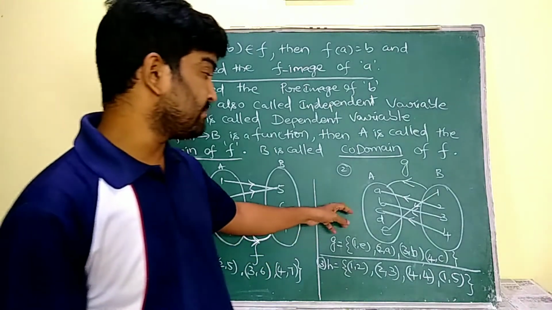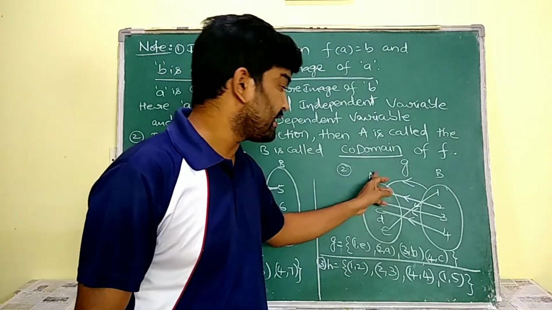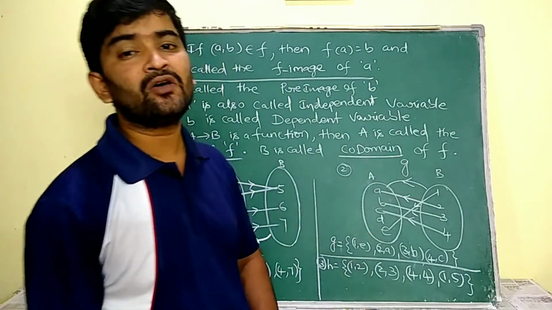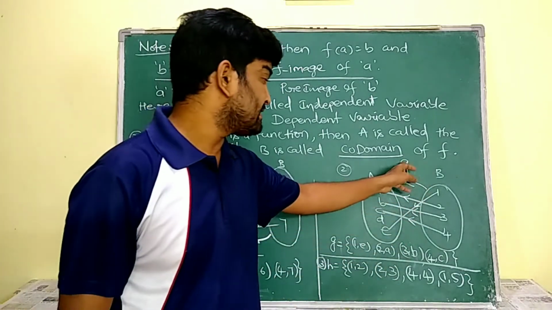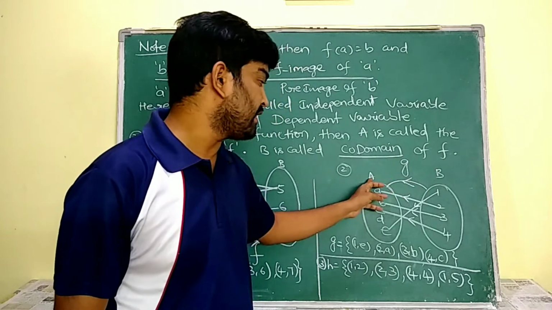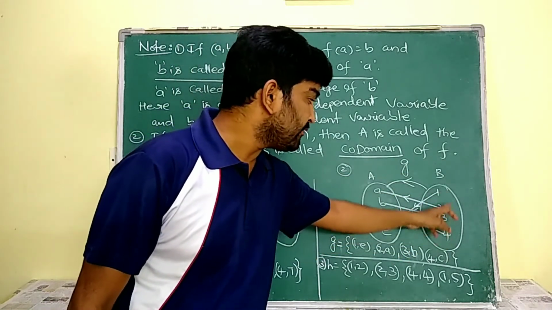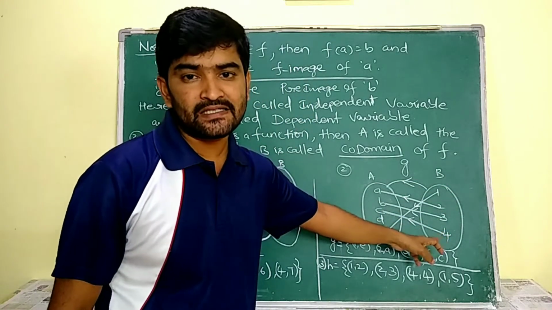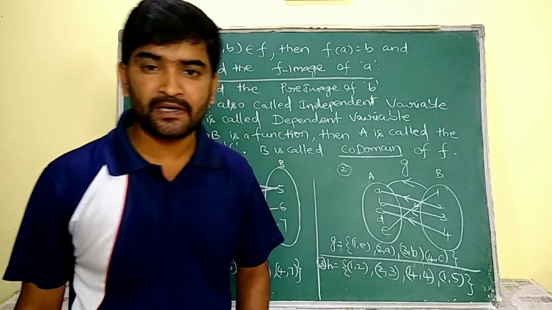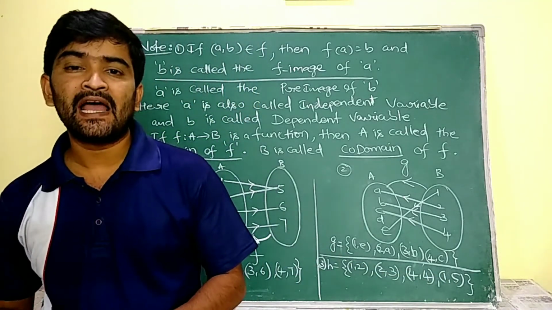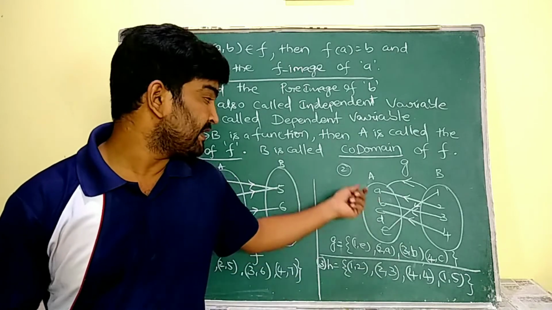Coming to the second example, this G is a relation from B to A. Now I am going to express this as a function. The arrow mark indicates from B to A. Searching in B, is there any element left? No element is left in B. That means every element of B has a mapping with exactly one element of A.